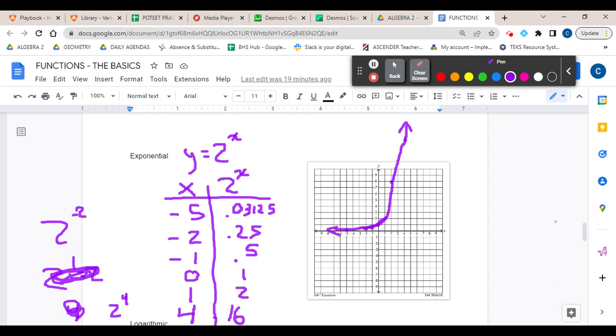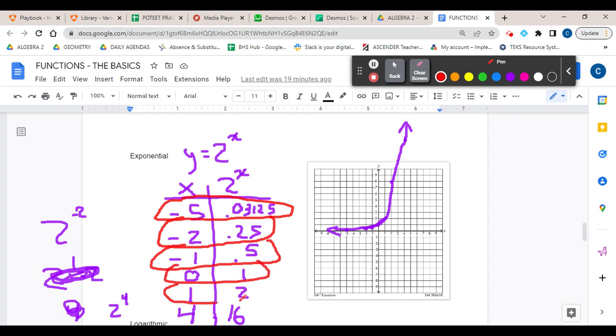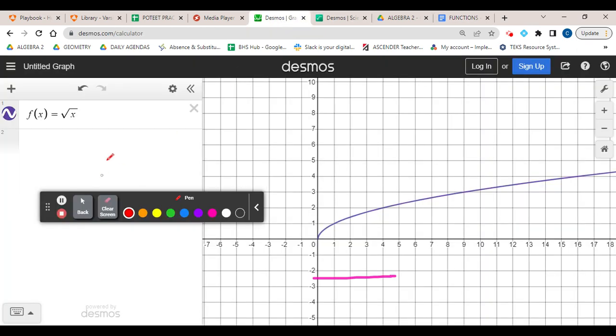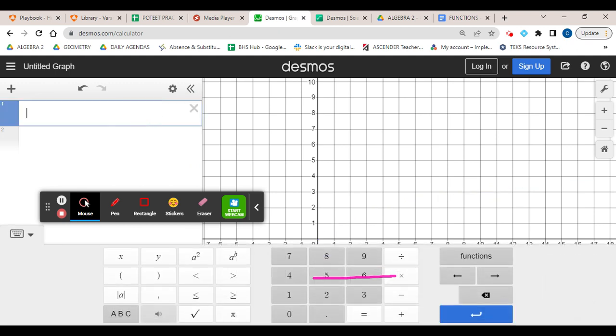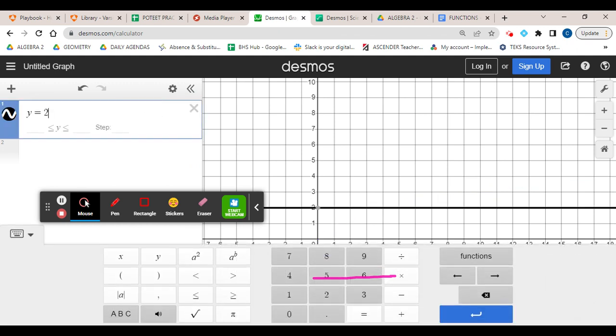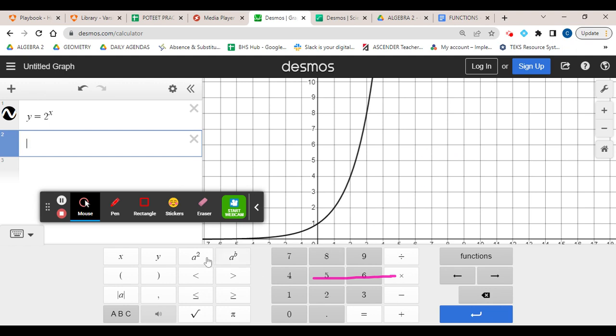Because we take any x value that we want, plug it into that, and raise 2 to whatever x power we have. And now we get these points. Negative 5, 0.03125 is in there. Negative 2, 0.25. Negative 1, 0.5. 0, 1. 1, 2. 4, 16. Take any point you want. Go to the calculator. If y equals 2 to the x power, there's your graph.